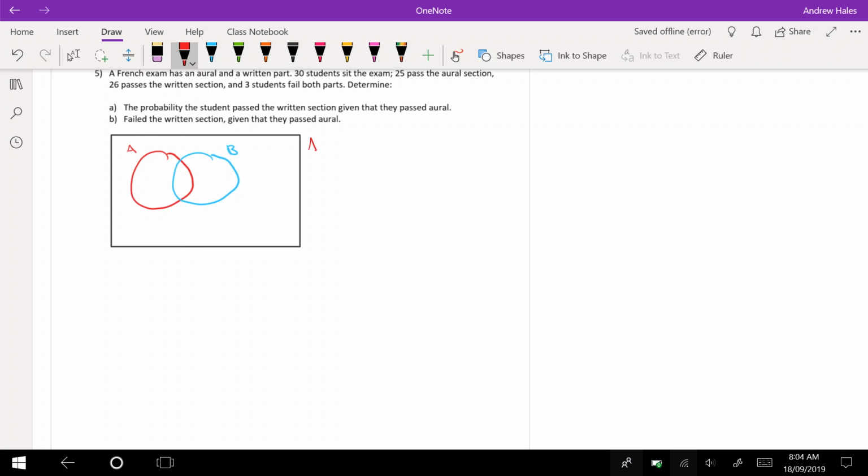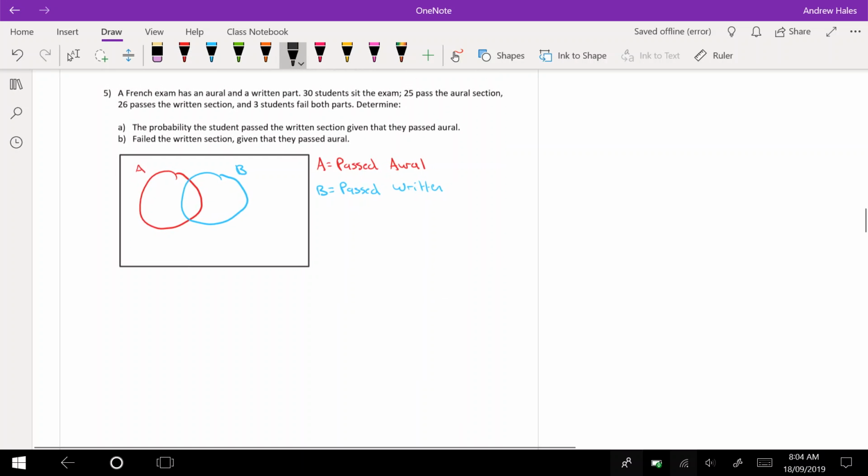A is that they passed the oral section, and B is going to be that they pass the written. So we know that 3 of them failed both. So 3 is going to be outside of my 2 sets. Now, it said 25 passed the oral and 26 passed the written. And there are only 30 students to sit the exam.